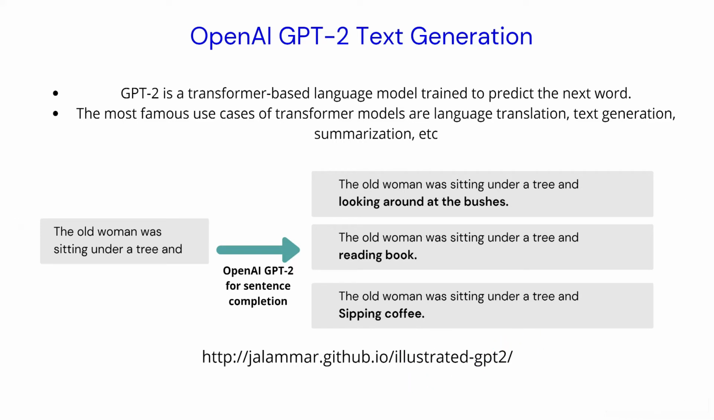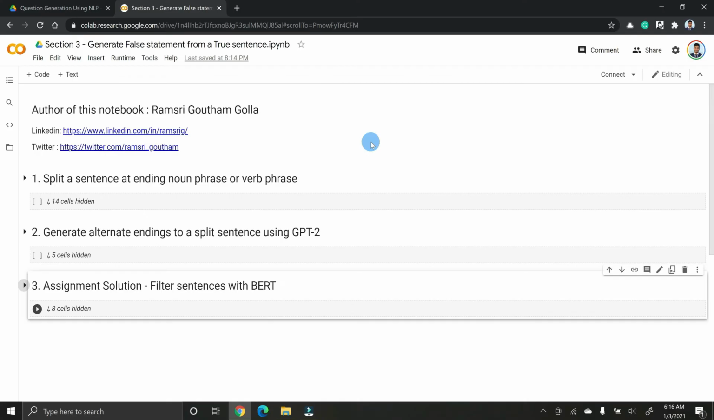And transformer based algorithms, like I mentioned, are very popular algorithms that are used for all these kinds of sequence to sequence tasks like language translation, text generation, or summarization, where you take long text and you summarize it into just a few words.